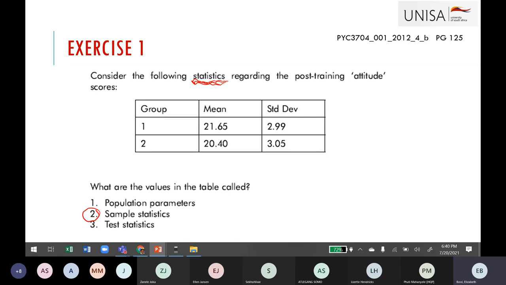A test statistic in this regard is the method that we use to make conclusions. It is the formula that we use to calculate. It's not the mean or the standard deviation. If they had said, consider the following parameters, then you would have said these are the population parameters. But because they said, consider the following statistics, and knowing that we're doing hypothesis testing where we look at two groups, then these are your sample statistics. So this is your X bar, and this is your S.